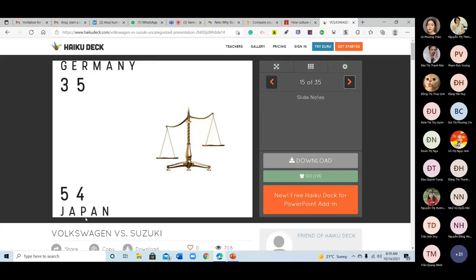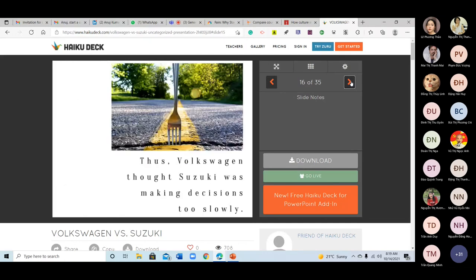So there was a clash between them. Germans were saying to share things, like hybrid technologies and all, because they were very open to it, but the Japanese were not very open to it. Thus, VW thought Suzuki was making decisions too slowly. Because of the power distance, the Japanese were taking their time, but VW thought they were too slow in decision making. That's how the cultural difference affected them.